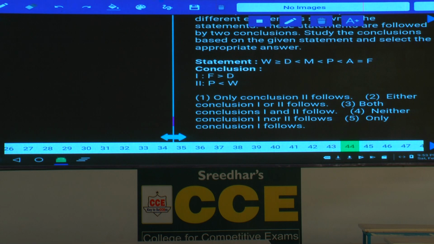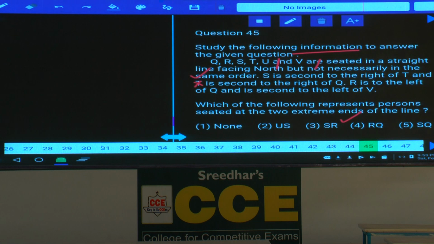Now question number 44. The relation between F and D. D is here, F is here, between D and F, which symbol is common here? Lesser than is common. D lesser than F, F greater than D is definitely true, and W and P. W is here, P is here, between W and P there is one greater than, one lesser than, two opposite symbols, and so only conclusion one follows, that is choice 5. 44 choice 5, then 45 onwards.